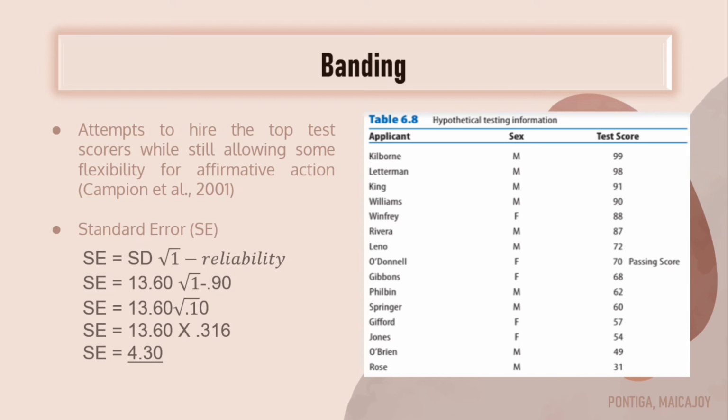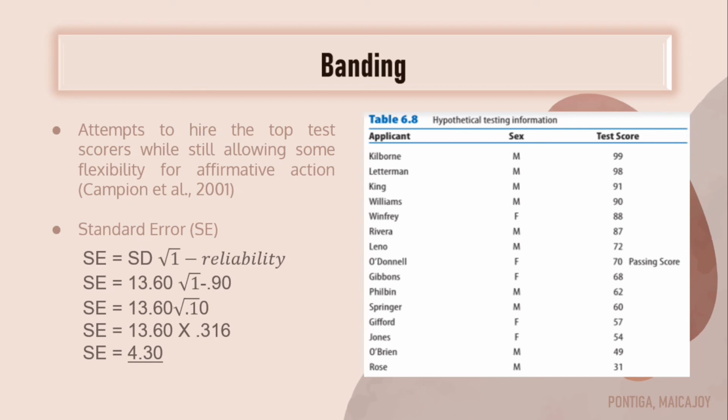For example, suppose we have a test with a reliability of 0.90 and the standard deviation of 13.60, the calculation of the standard error would be: standard error is equals to 13.60, our standard deviation, times the square root of 1 minus 0.90, our reliability. Standard error is equals to 13.60 times the square root of 0.10. Standard error is equals to 13.60 times 0.316. Standard error is equals to 4.30.